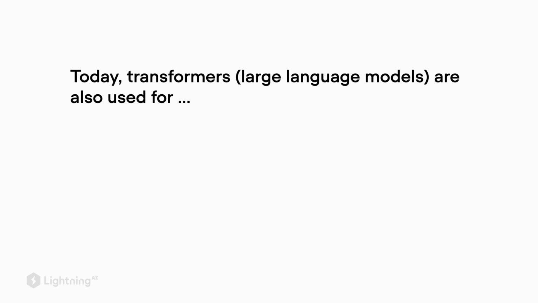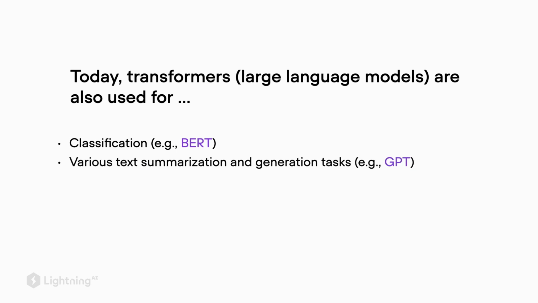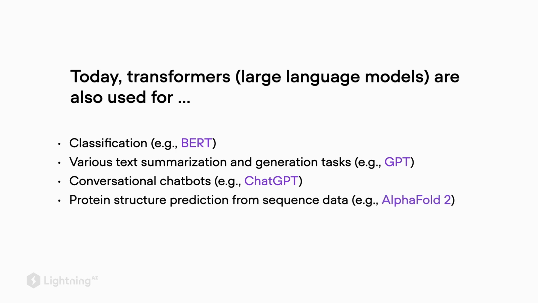For example, there's this BERT architecture which is used for classification. Or we can use the popular GPT architecture for various text summarization and various text generation tasks. Yeah, and there's also ChatGPT, which you maybe have heard about, which is a conversational chatbot that can also generate texts. However, transformers are useful for other tasks as well. For example, here the AlphaFold architecture is used for protein structure prediction based on sequence data, namely amino acid sequences.